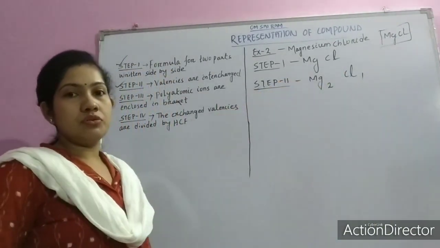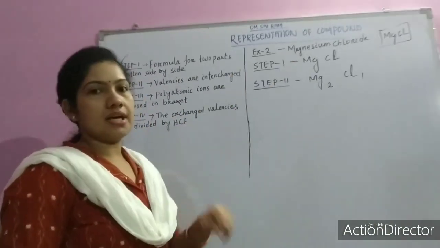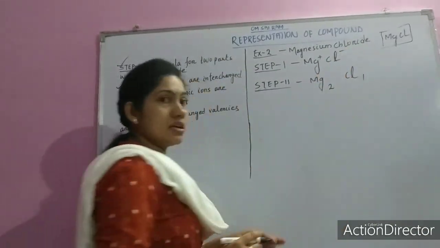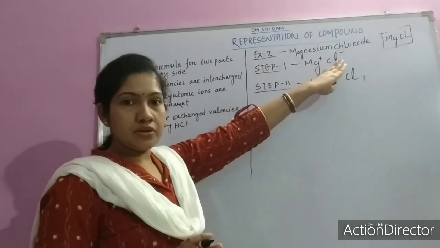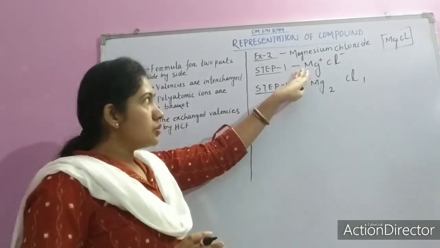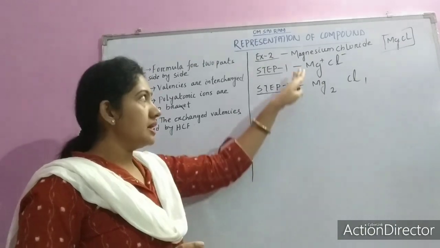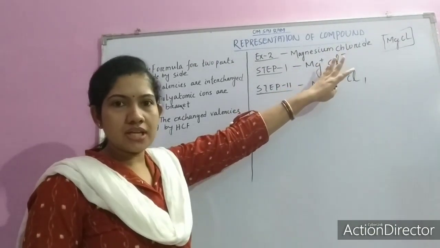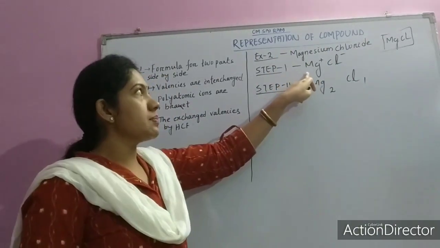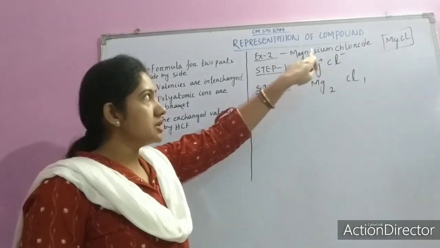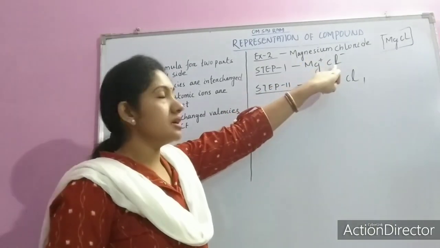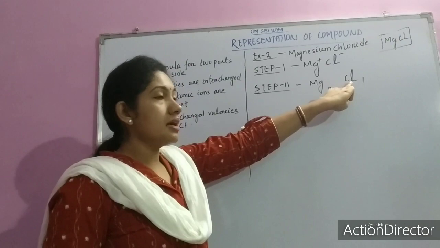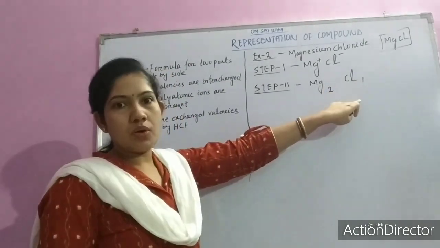So here which one is the cation? Magnesium is the cation. And which one is the anion? Chlorine is the anion. Here, just to show you, I am giving the ions a positive or negative sign. But while deriving the formula, do not give any sign. Just remember that you have to separate the cation and anion. So here the cation is magnesium and the anion is chlorine, because magnesium will give 2 electrons and chlorine has the capacity to gain 1 electron.